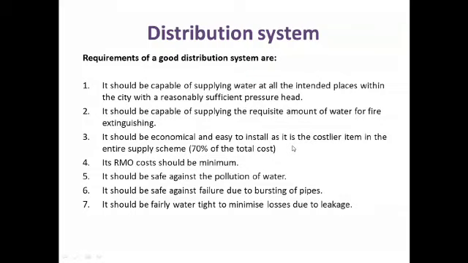How that has to be designed, how it has to be done, is with the help of the different types of gates and valves which we discussed in the previous lecture, wherein the various valves and gates can be used at the particular locations, and the operational problems can be checked. And it should be safe against the pollution of water. This is also very important. And it should also have safety against failure due to bursting of pipes, that is by providing proper valves. And it should be fairly watertight to minimize losses due to leakage. These are the requirements of a good distribution system.